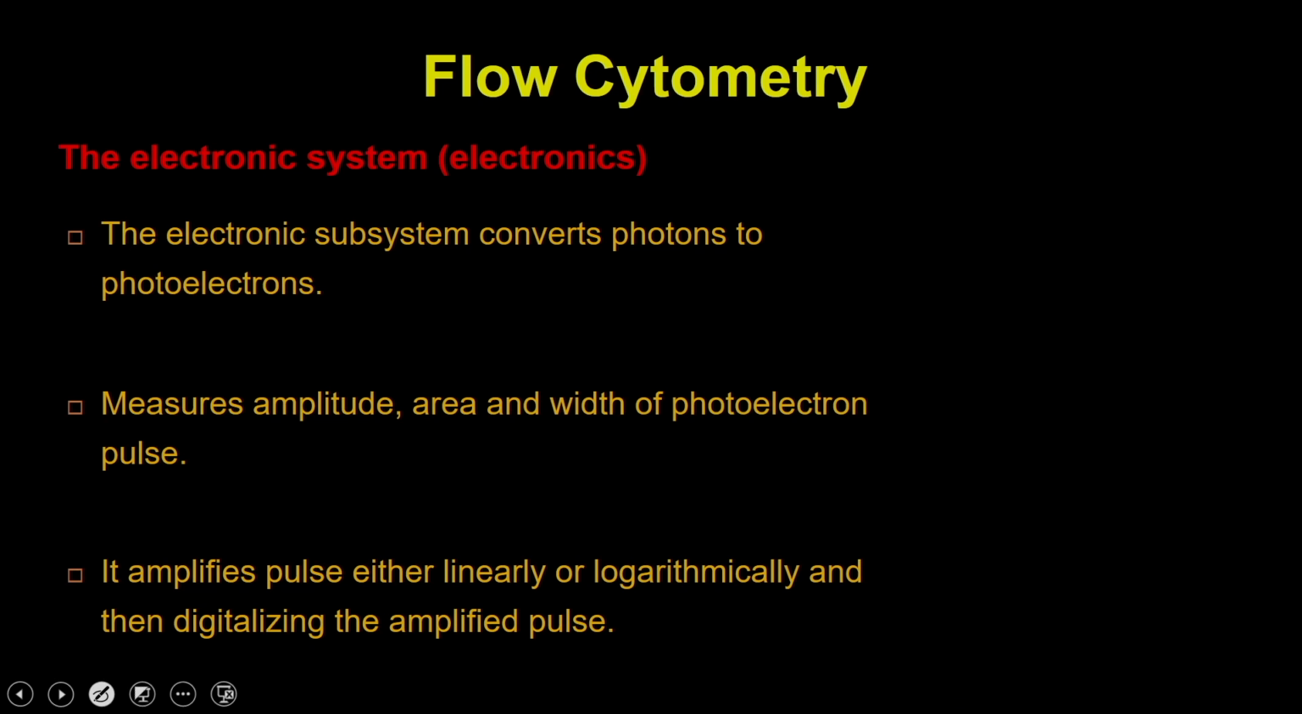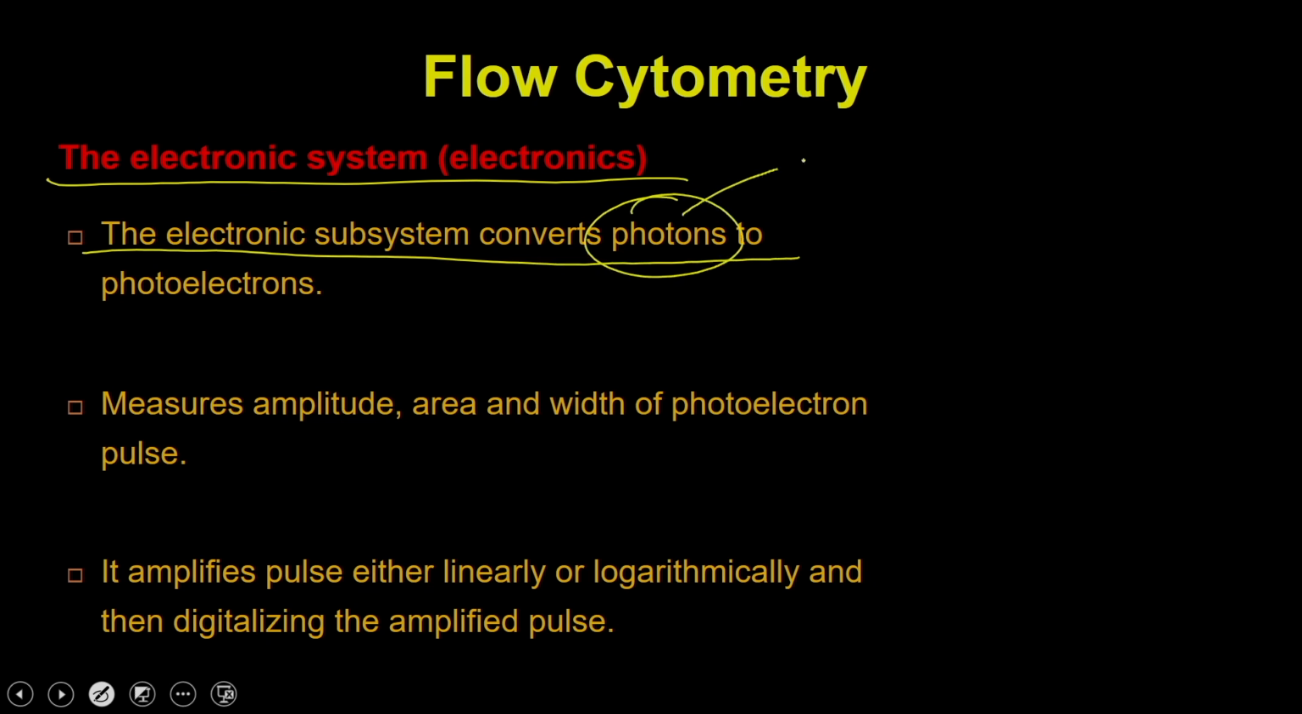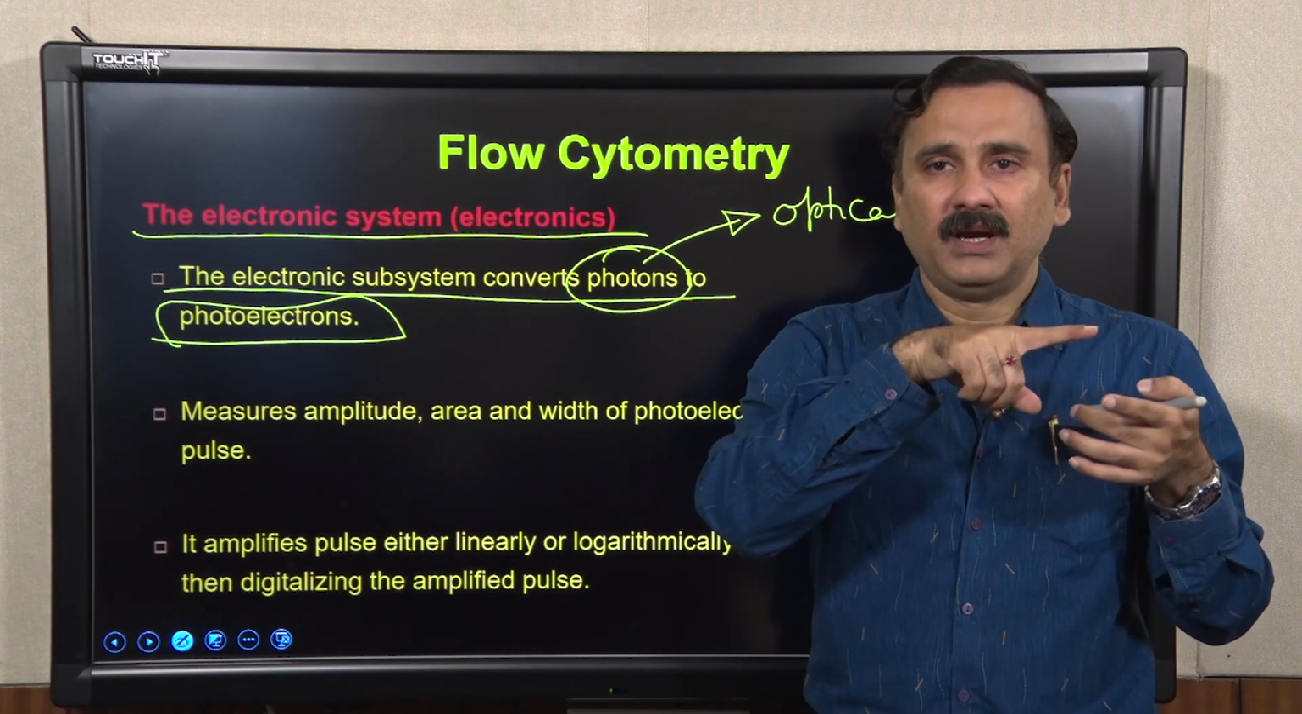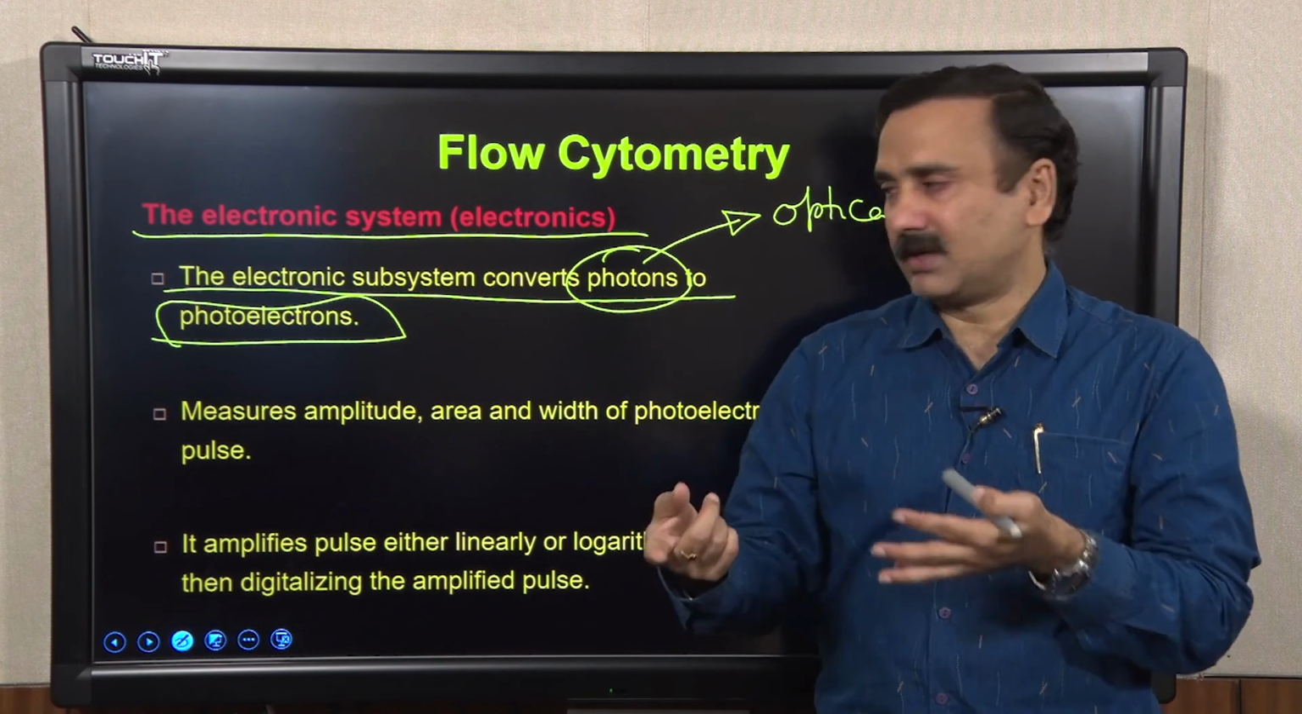Then you have the electronic system. The electronic system converts the photons that you are going to measure by the optical system into a photoelectron, which means it converts that into an electronic current, and that current is further converted into a readable count.